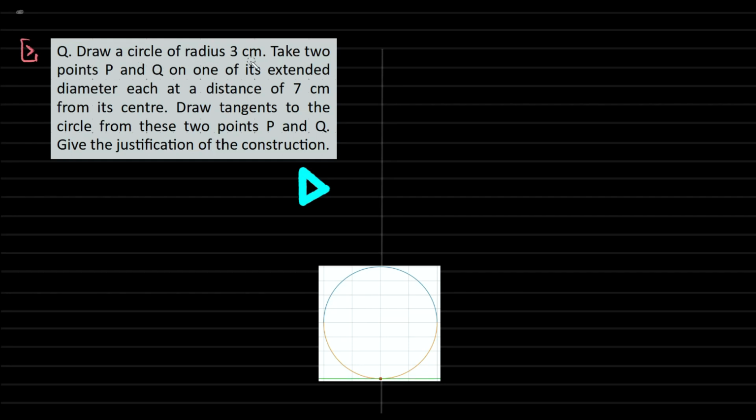Draw a circle of radius 3 cm. Take 2 points P and Q on one of its extended diameter, each at a distance of 7 cm from its center. Draw tangents to the circle from these 2 points P and Q. Give the justification of the construction.